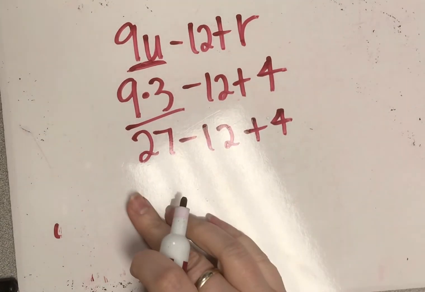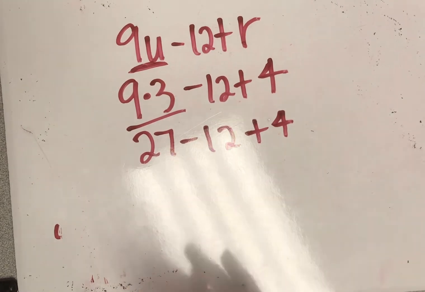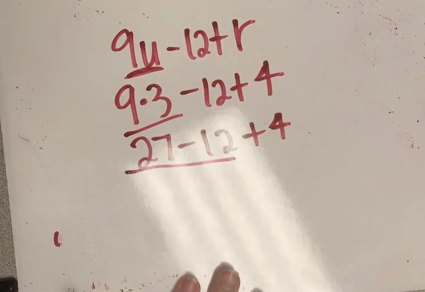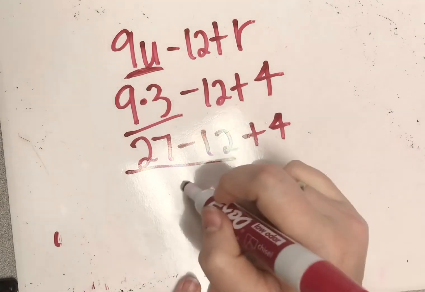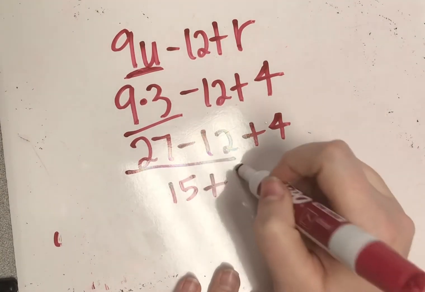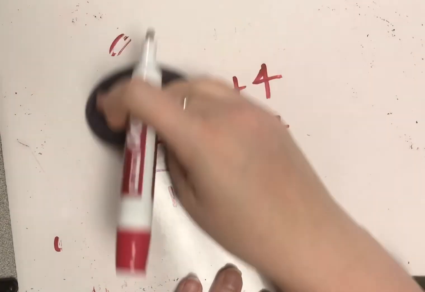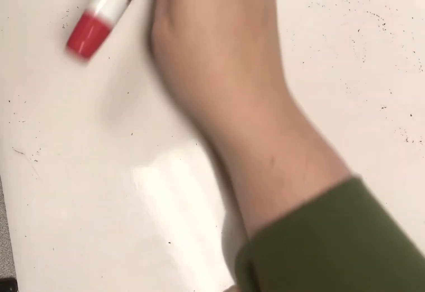Now we have add and subtract, so how do we know which one to do first? We've got to go left to right. So 27 minus 12 comes up first, so that would be 15 plus 4. I'll let you go ahead and add those together and get your final answer. And then in the interest of time, I'm going to hope that you got the other 2 correct, and we're going to go ahead and just move on.